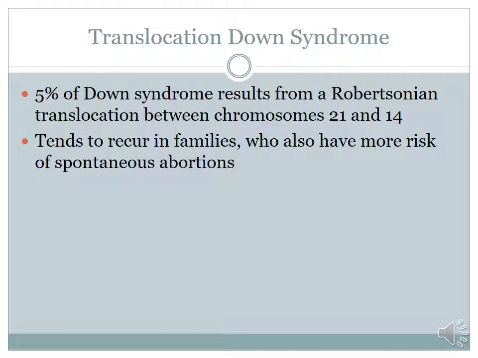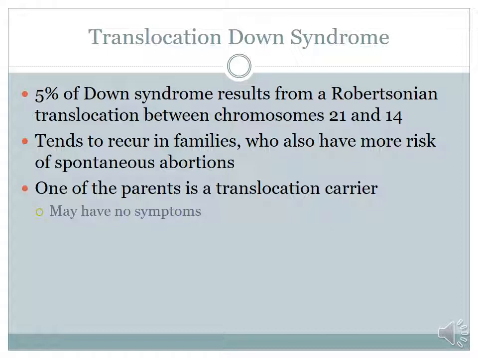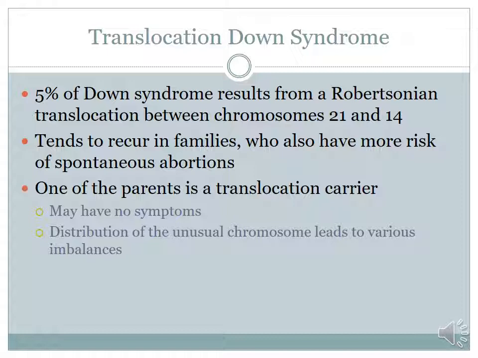If we look at translocation Down syndrome, we see that 5% of Down syndrome individuals result from a Robertsonian translocation between chromosomes 21 and 14. It tends to recur in families who also have more risk of spontaneous abortions. One of the parents is a translocation carrier, and they may, of course, have no symptoms. The distribution of the unusual chromosome leads to various imbalances.